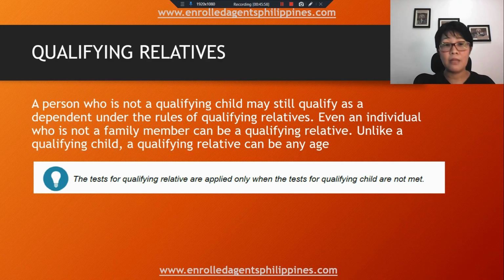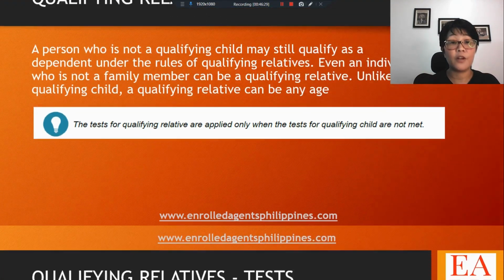Now, yung sinasabi dito, the tests for qualifying relative are applied only when the tests for qualifying child are not met. No? Yun naman yung kaninang relationship test, age test, residency test, saka yung support test, saka yung ating tiebreaker test. So, kung hindi naman na-satisfy yun, pwede mo pang i-consider as qualifying relative provided na masasatisfy naman yung test para mag-qualify as qualifying relative.